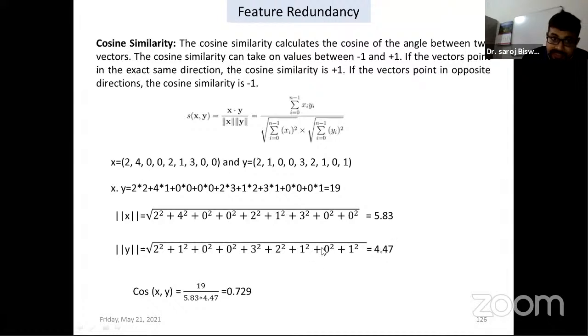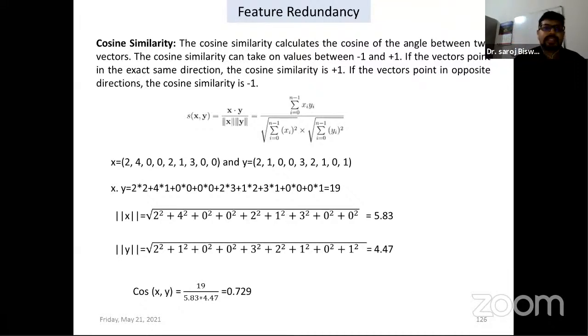Now we put all those values into the cosine similarity equation: numerator 19, divided by this into this. Finally we get 0.729. So the cosine similarity between x and y is 0.729. If we have a threshold value of, say, 0.7, then we can say x and y are similar because their cosine similarity crosses the threshold of 0.7. So this pair is a redundant pair, and one of them should be deleted.